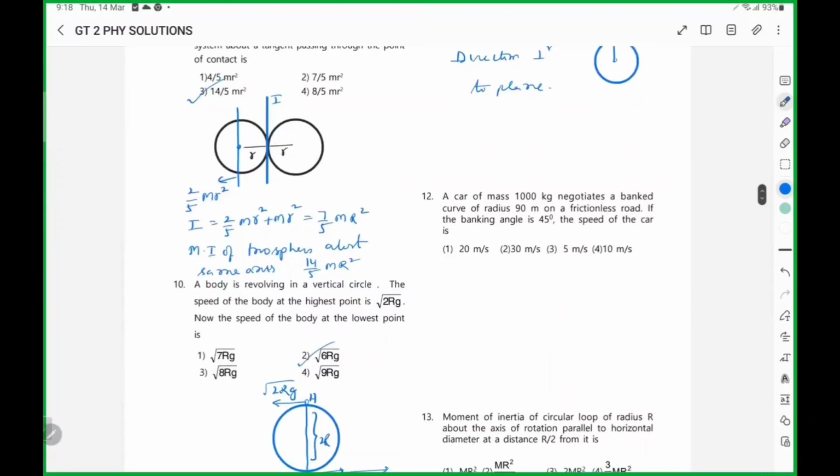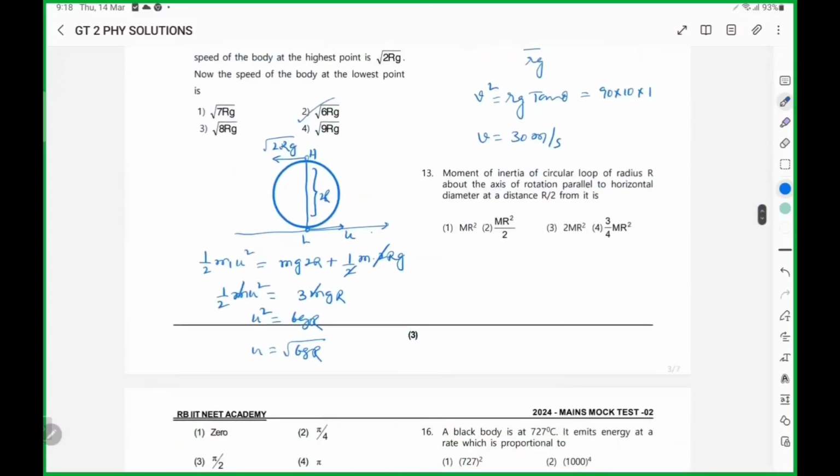A car of mass m negotiates a banked curve on a frictionless road. For banking angle, we have a formula. The speed of the car will be: R here is 90, g is 10 and angle 45. V here is 30 meter per second.